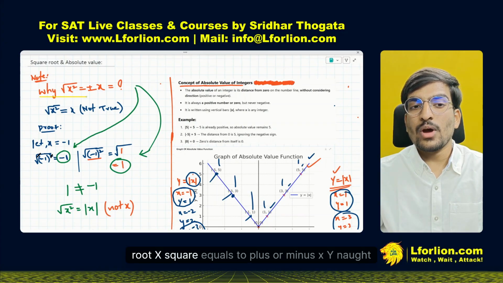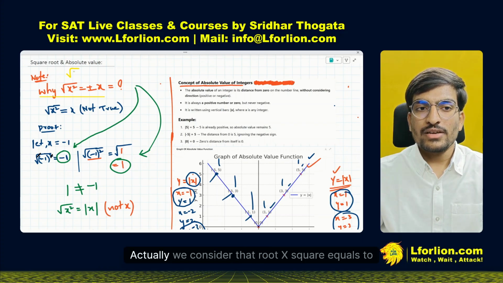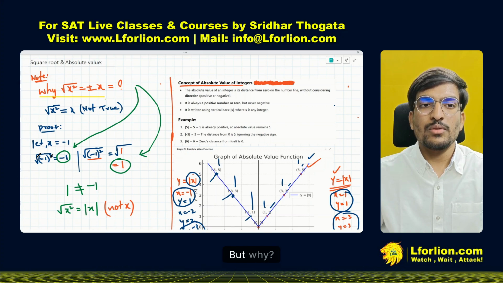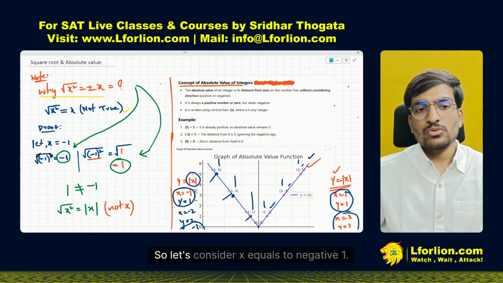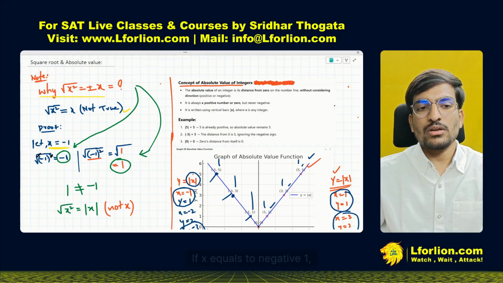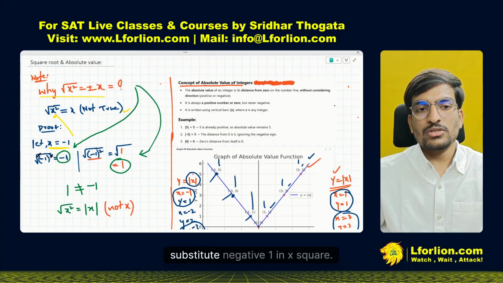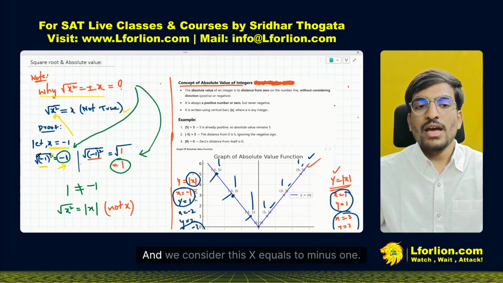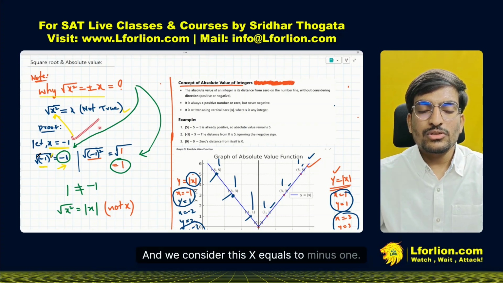Root x square equals plus or minus x. Why not just plus x? Actually, we might consider that root x square, the square and root cancel out and we get only x, but it's not true. Why? Let's go with a proof. Let's consider x equals negative 1. Substitute negative 1 in x square: negative 1 whole square, we just cross out the square and root, and we end up with negative 1.